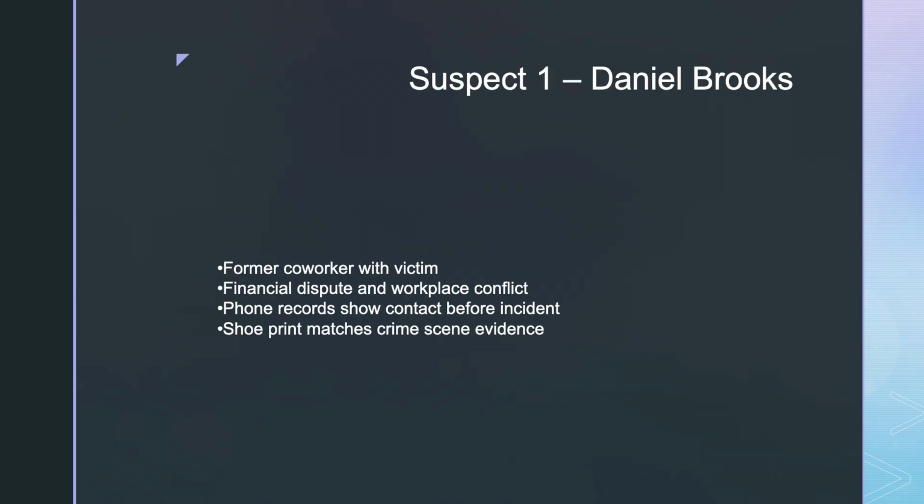Suspect 1, Daniel Brooks. Daniel Brooks is a former co-worker of the victim. He had financial disputes and workplace conflict with Michael Fox. Phone records show contact between them before the incident, and his shoe pattern matches the evidence found at the scene.